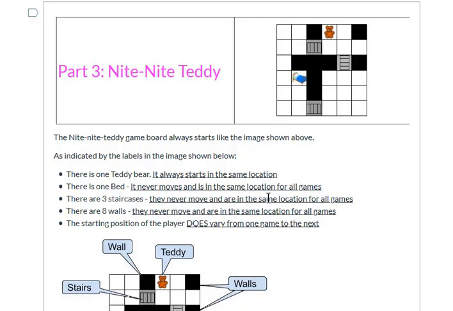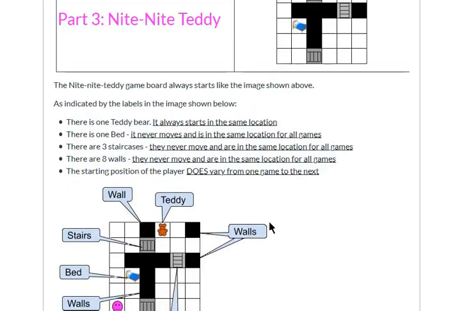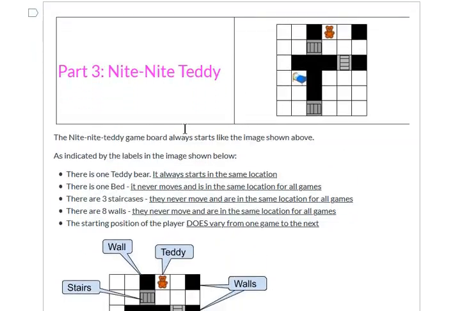There are 3 staircases. They never move. They are always in the same location for all the games. The starting position of the player, so you can see this all on the screen, does vary from one game to the next. Okay.